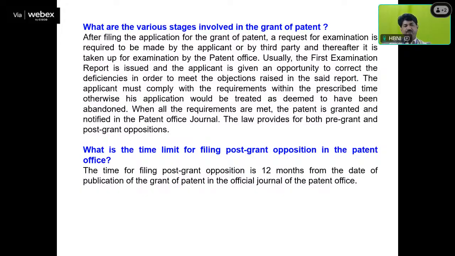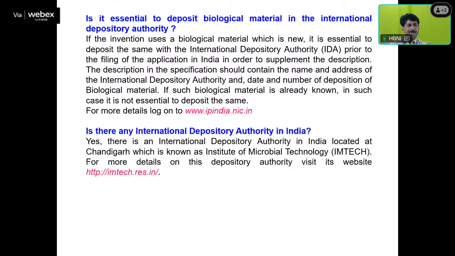So what is the time limit for filing post-grant opposition in the patent office? The time for filing post-grant opposition is 12 months from the date of the publication of the grant of patent in the official journal in the patent office. So once the patent office published it in the official journal, within 12 months, that opposition has to be done. Otherwise, the patent grant is considered as a grant of that particular patent. Okay. So this is the process where various steps are related queries about patent process.